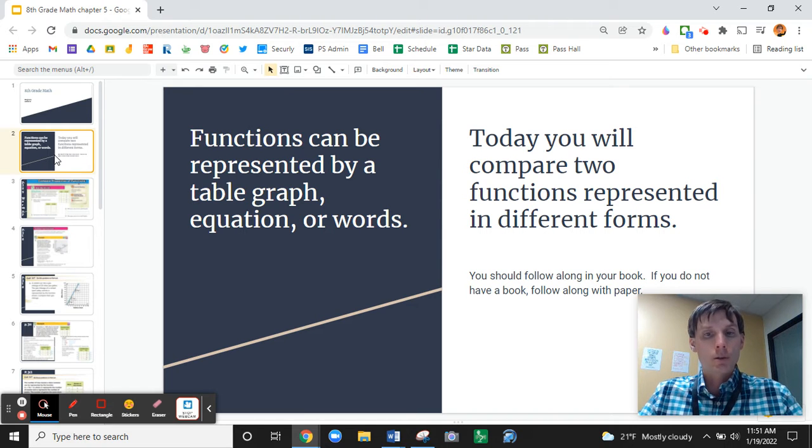You're going to need your book. So have your book out. If you don't have your book, have some paper out. Follow along as we go here.